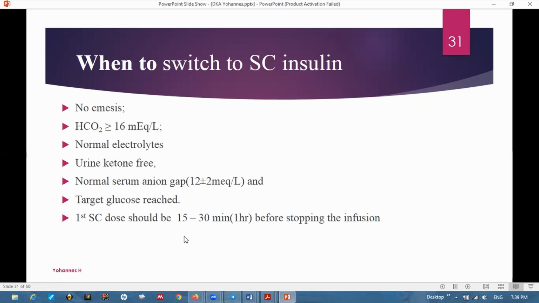Here, the most important thing is that it should overlap with subcutaneous insulin for 15 to 30 minutes if you use ultra short acting insulins like aspart and lispro. But most of the time we are using regular insulin, so we should overlap it for 1 to 2 hours before stopping the infusion of insulin.